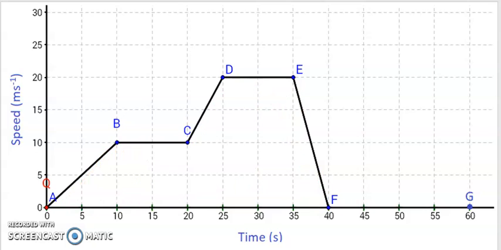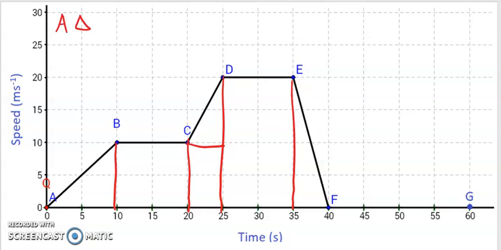The first step is to divide your graph up into triangles and rectangles, like so. Then you need to work out the area in each section. Remember that the area of a triangle is equal to half the base times height, while the area of a rectangle is equal to base times height.